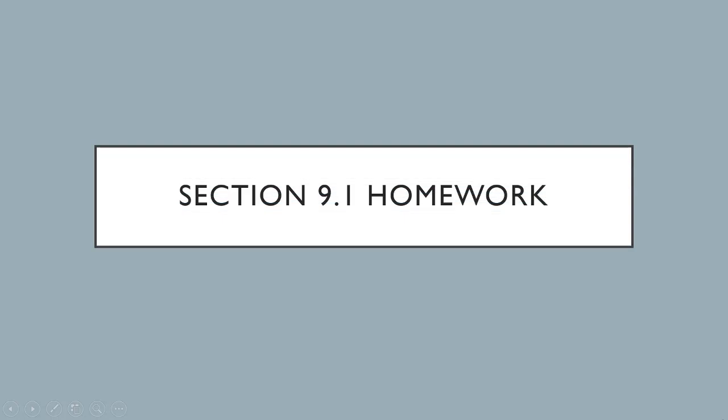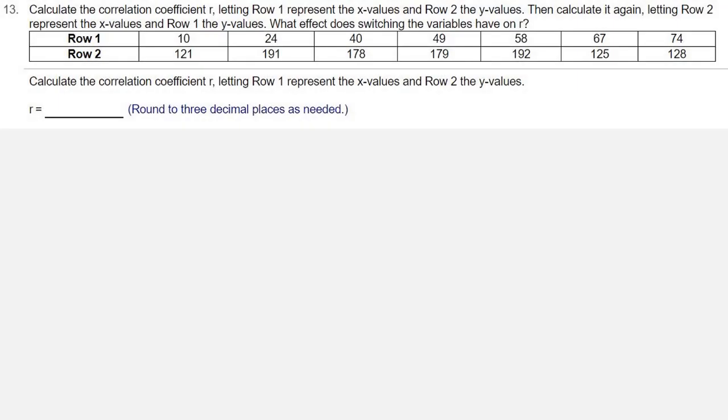We're looking at homework for section 9.1. This is question number 13. Calculate the correlation coefficient R, letting row 1 represent the x values and row 2 the y values. Then calculate it again, letting row 2 represent the x values and row 1 the y values. What effect does switching the variables have on R?